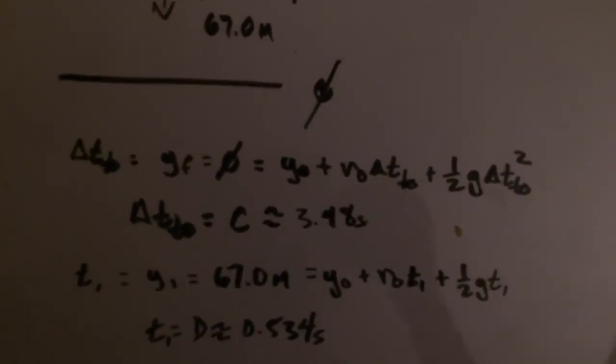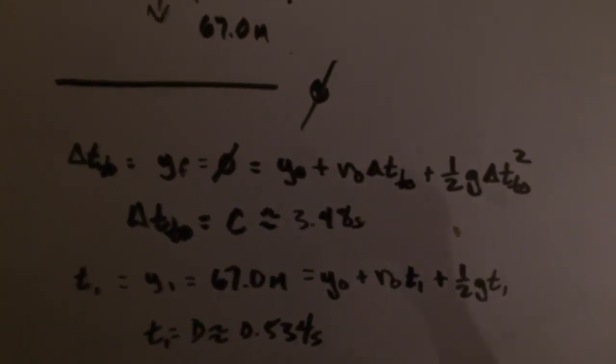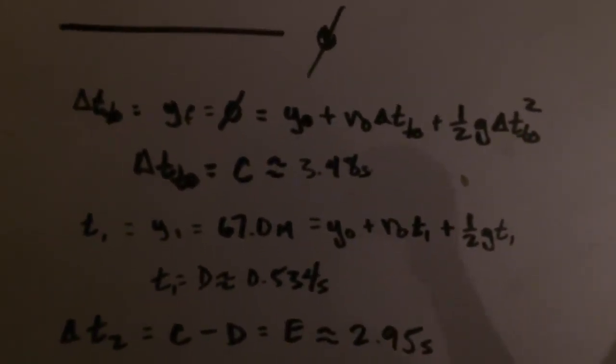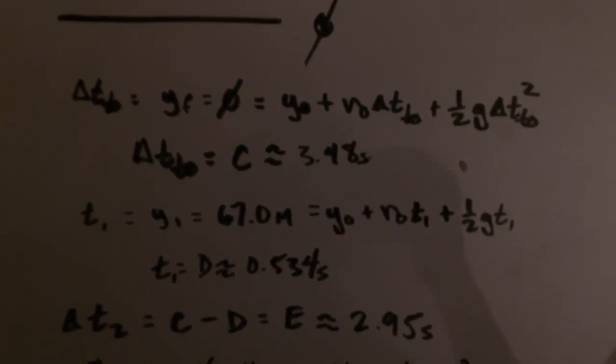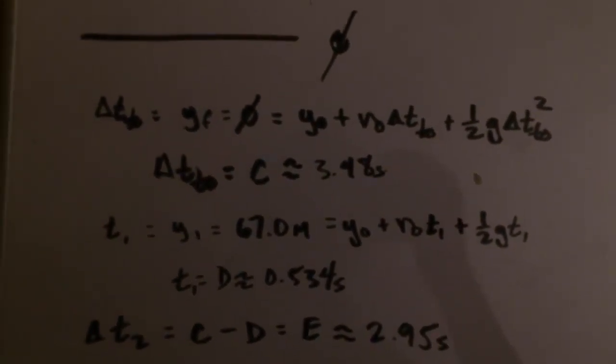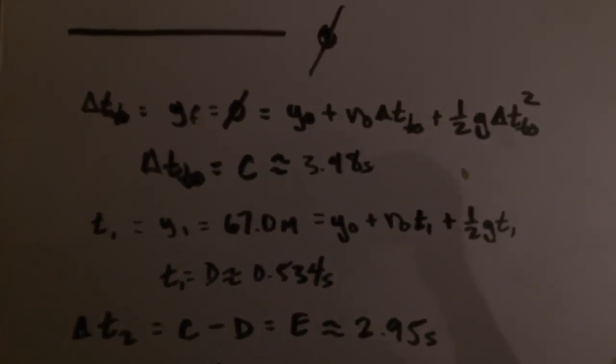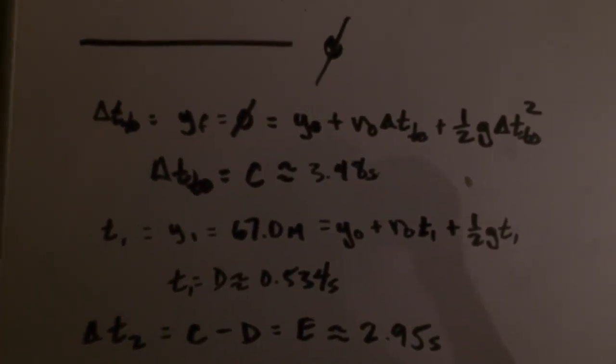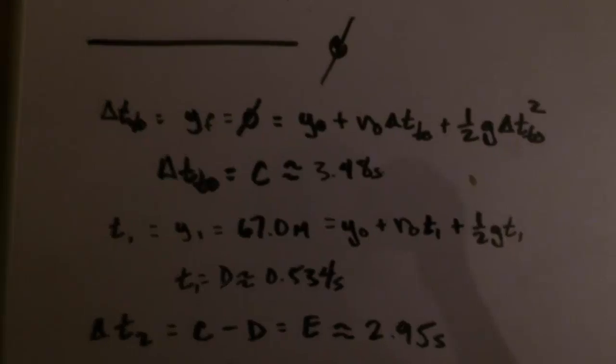The next thing we're going to do is find how much time you have to get your object to hit the ground. We're going to do this by subtracting the time it takes to fall through 3 meters from the total time. This gives us 2.95 seconds. That means your object must hit the ground in 2.95 seconds.